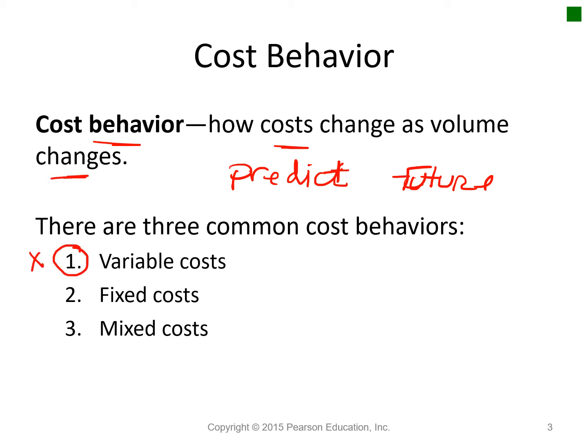Now, in one of the next slides, we're going to deal with the variable cost. That's usually the one managers hate. We'll get into all that. We also have a fixed cost, I'm going to talk about that right now in a moment. And then we've got mixed cost, which is basically both variable and fixed.